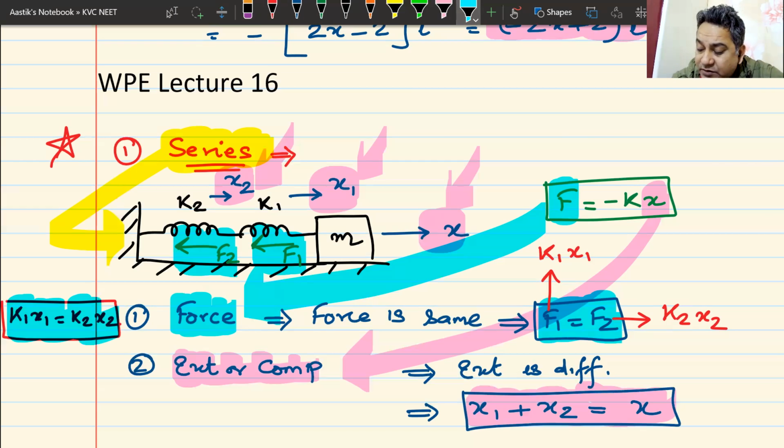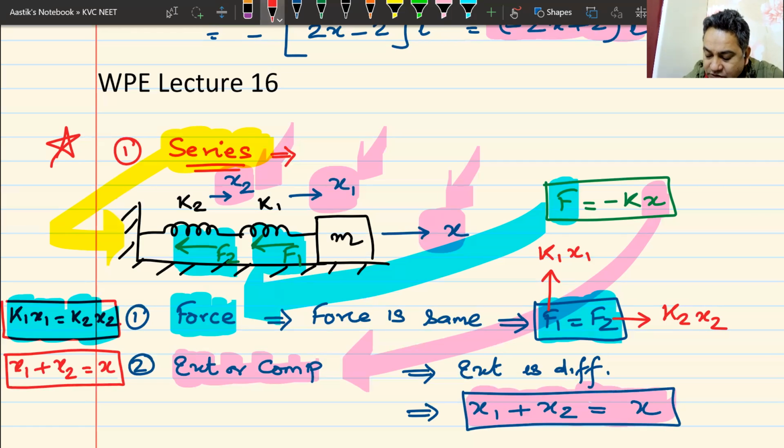That is the first thing that you remember. The second thing that you must remember is X1 plus X2 equates X. If you can remember these two things, well, you are okay and you are done with the series combination of springs. But wait, there's one more very interesting thing that you must remember about this.